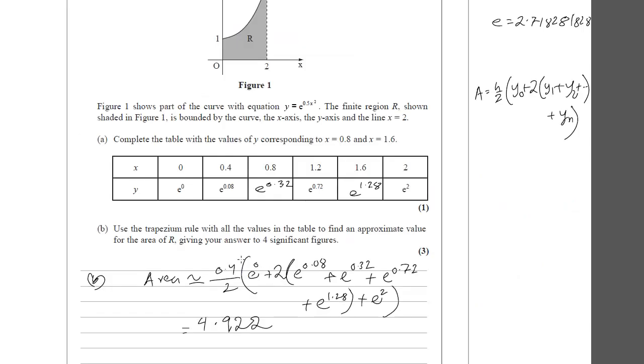4.922. It is very important to notice this 4 significant figure. 4 significant figure means there has to be 4 significant digits. So if you miss that, you're going to lose the A1 mark, the accuracy mark.